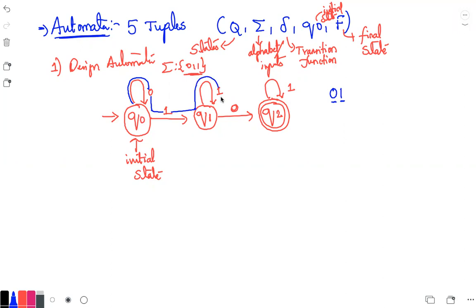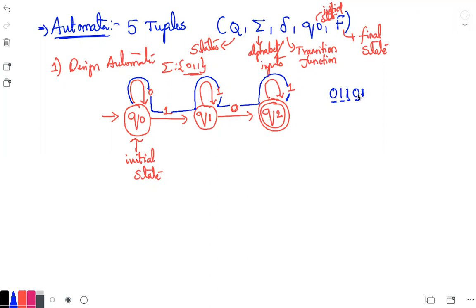Again, if I take 1, I will reach Q1 again. If I take 0, I will reach Q2. Again from Q2, if I take 1, I will reach Q2. That's it. This is the final state. My journey is completed. So this automata is deriving this string 0, 1, 1, 0, 1.